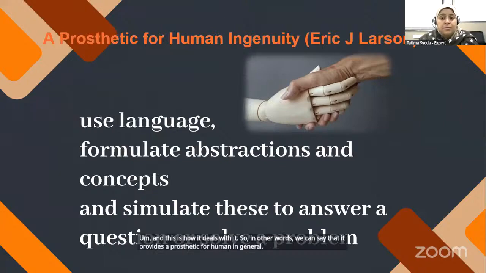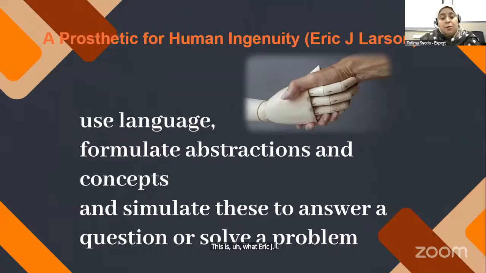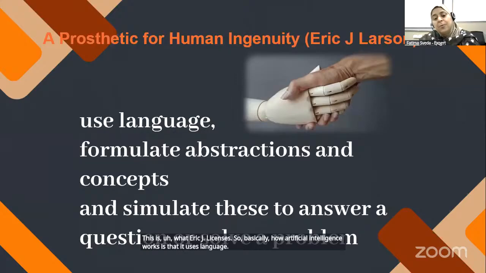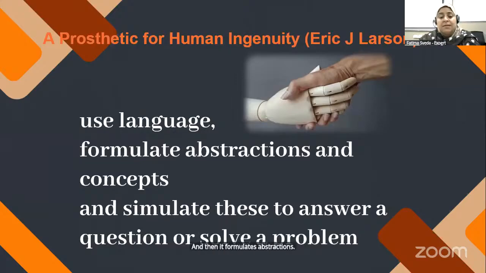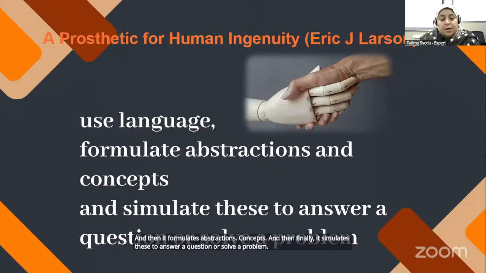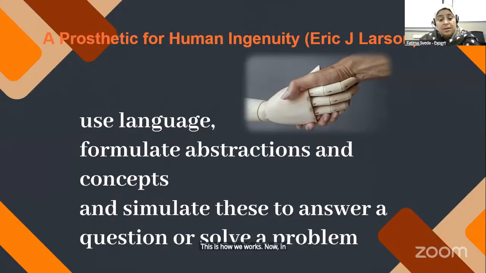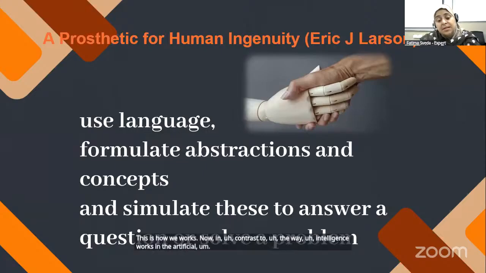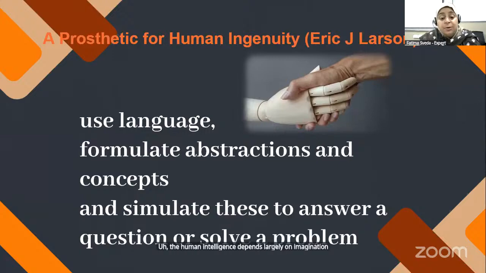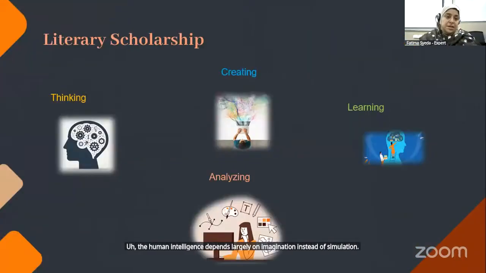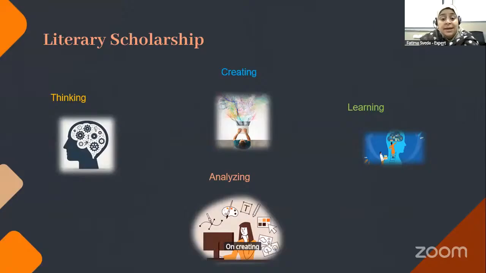This is what Eric J. Larson says. So basically how artificial intelligence works is that it uses language, and then it formulates abstractions and concepts, and then finally it simulates these to answer a question or solve a problem. This is how it works. Now, in contrast, human intelligence depends largely on imagination instead of simulation. So literary scholarship depends upon thinking, upon creating, on learning and analyzing.